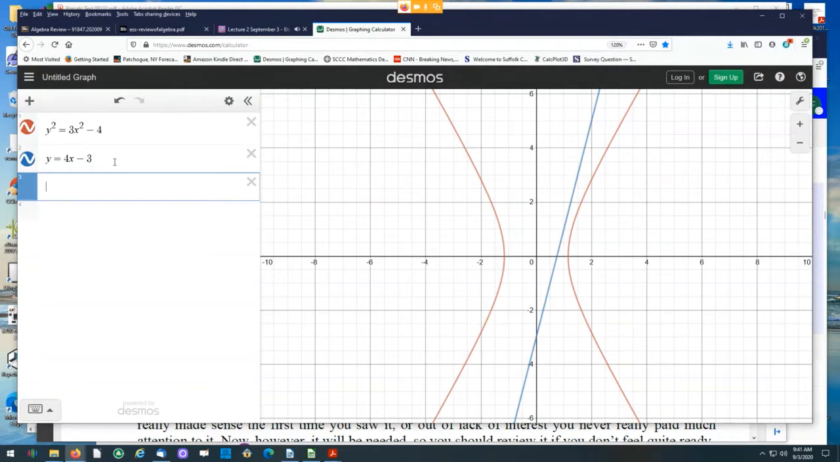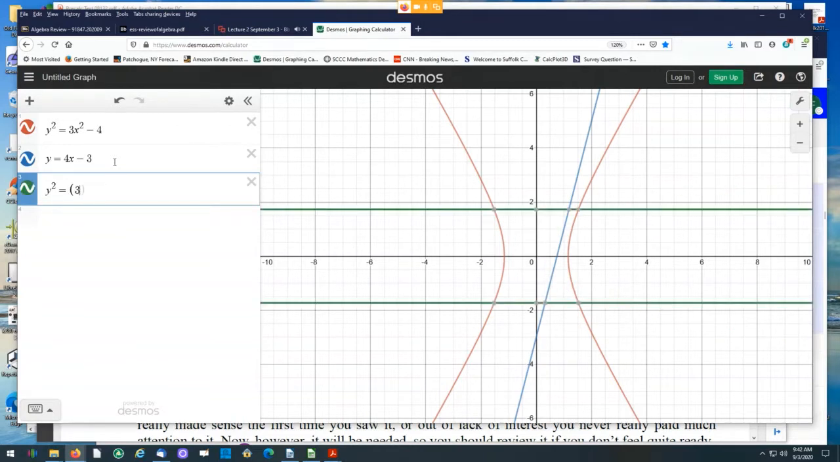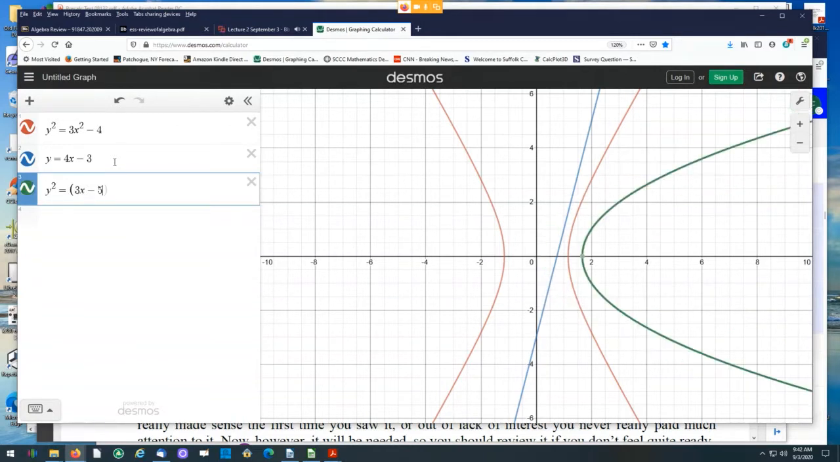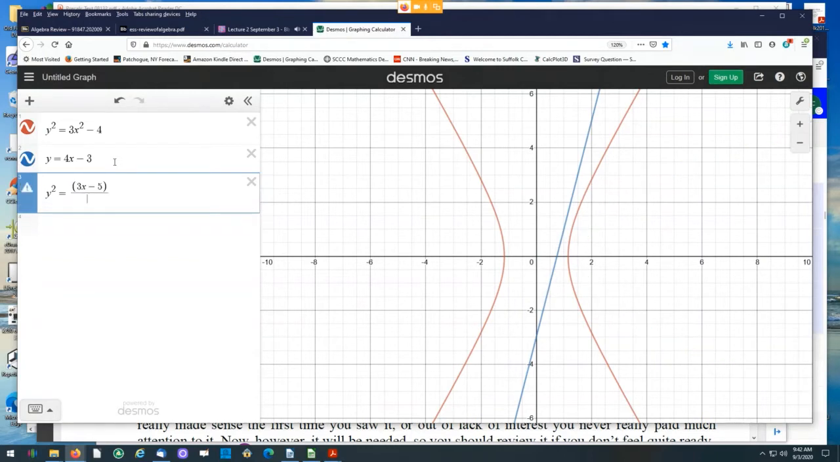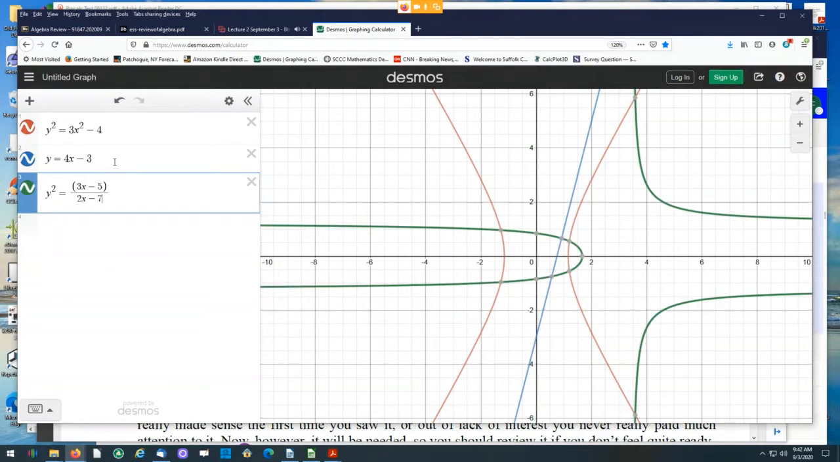Here's another one. We could have y squared is equal to (3x minus 5) divided by (2x minus 7). That's another example of a relation.